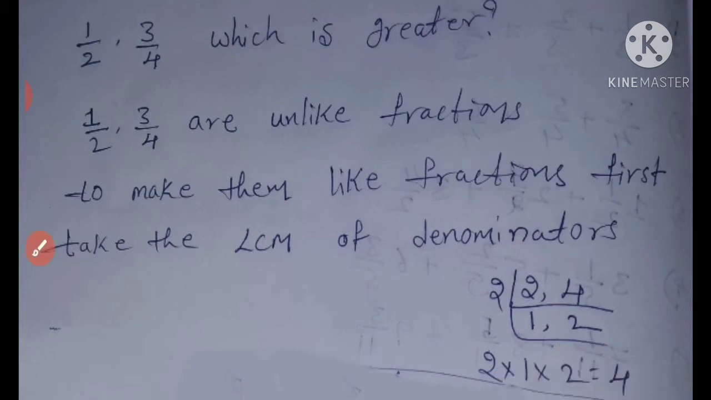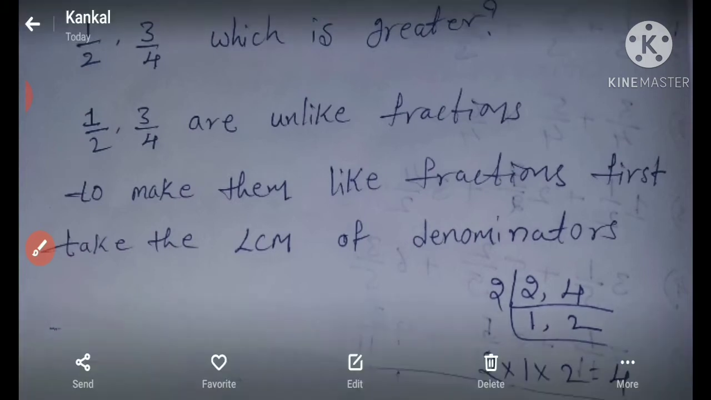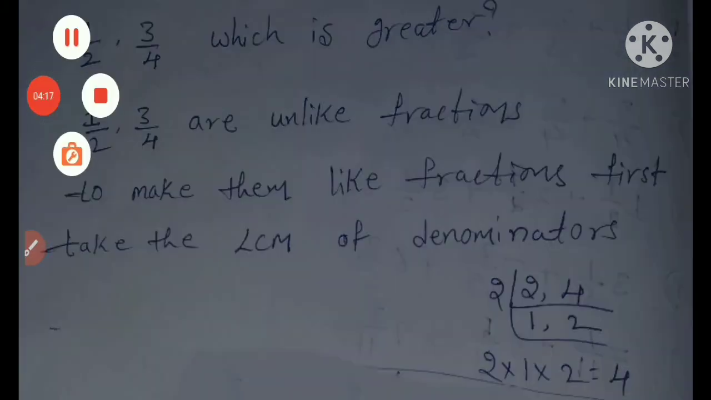So now you just multiply the given values in this order: 2 into 1 into 2, like the letter L. In that pattern you multiply to get the LCM. So 2 into 1 into 2: 2 ones are 2, 2 twos are 4. So the LCM of 2 and 4 is 4 only. The LCM of 2 and 4 is 4.